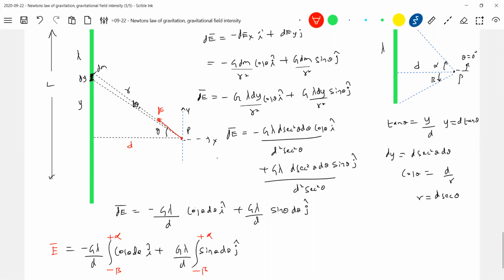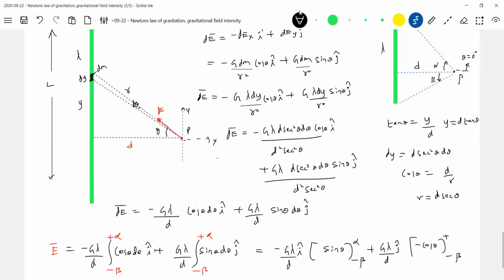So next again, solving this is equal to minus G lambda. I cap is there, no? Here. Let me keep I cap here. So integral of cos theta, sine theta from minus beta to plus alpha. Integral of sine theta, minus cos theta, from minus beta to plus alpha.